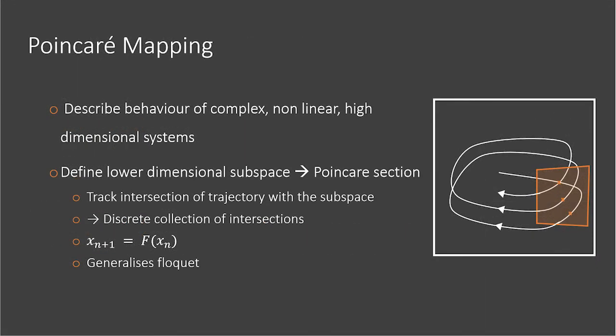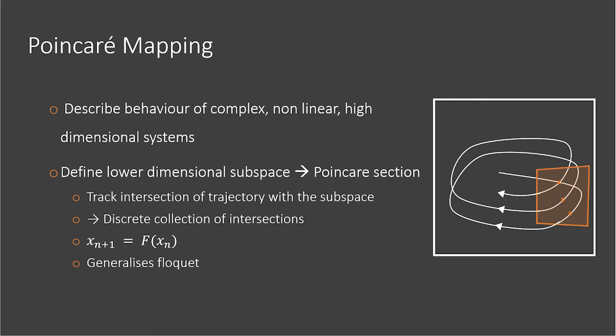Let's then look at Poincaré maps. Poincaré maps are used to describe the behavior of complex nonlinear high-dimensional systems. By defining a lower-dimensional subspace, you can track the intersections of the periodic orbit. For example, you would use a two-dimensional subspace for a three-dimensional system. This subspace is called the Poincaré section. By tracking these intersections, we can generate a discrete collection of intersections which can be used for further analysis.